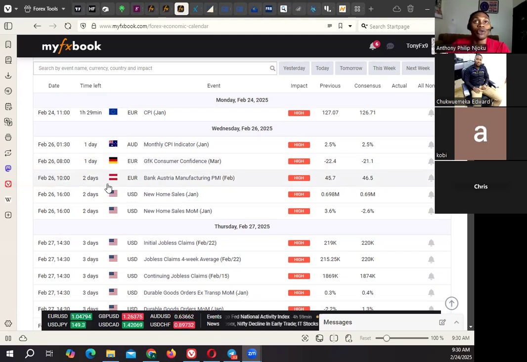Then by 10 a.m. London session on Wednesday, we have the Bank of Austria Manufacturing PMI, the increase or reduction in production price or manufacturing price. The previous is 45.7 and expecting it to be 46.5. If you see a figure higher than 46.5, it is good for Euro. If you see a figure lower than 46.5, it is bad for Euro. If you see exactly 46.5, it is good for Euro because it is higher than the previous of 45.7.